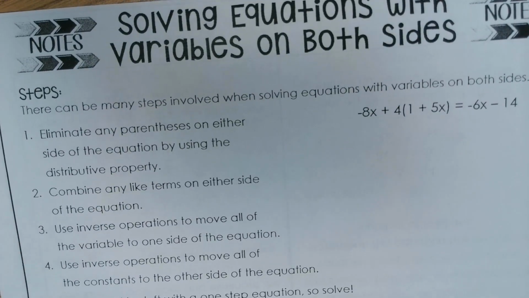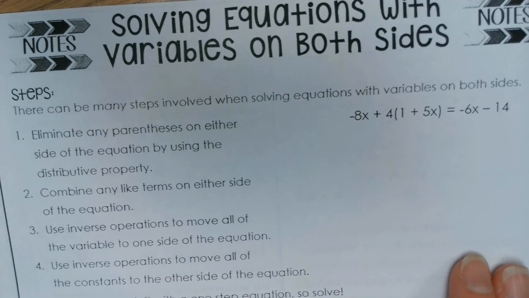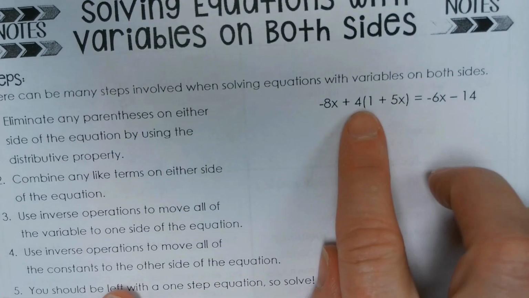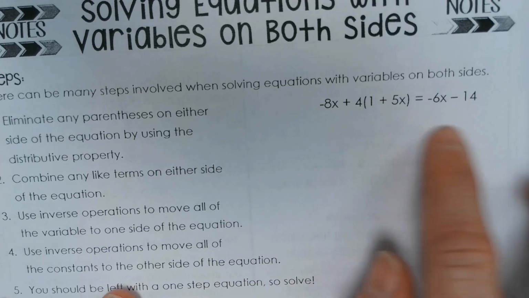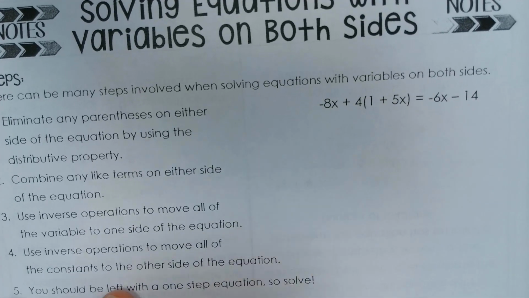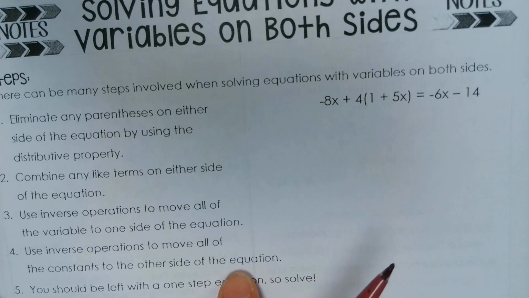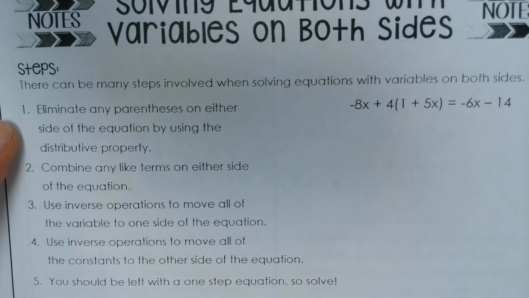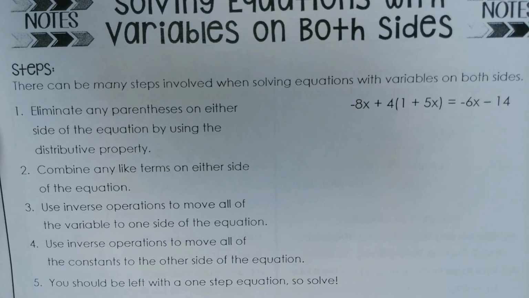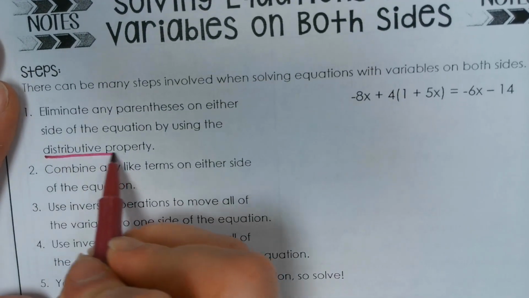Let's look at our notes for today. Solving equations with variables on both sides. So every day it's gotten just a little bit more challenging. So today is where we have variables on the left side and the right side. So let's look at these steps to the left. It says eliminate any parentheses on either side of the equation by using the distributive property. Underline the words distributive property.